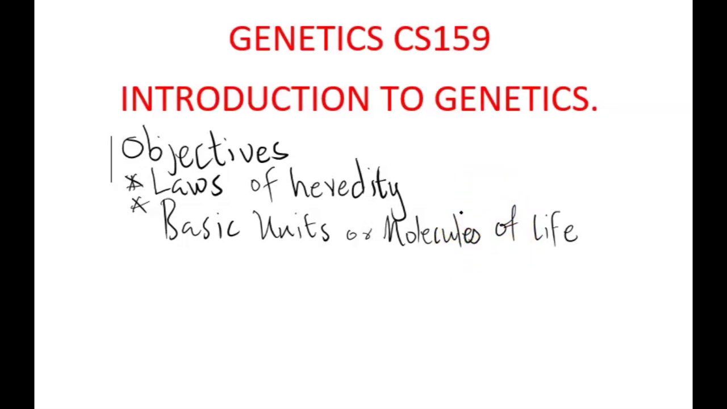The next part is, what is genetics? As the objective said, it is to show us the laws of heredity and to introduce us to the basic units of life. So genetics is the study of heredity and variation. Heredity talks about how traits are passed on from parents to their offspring, and variation talks about what makes one organism unique from the other.